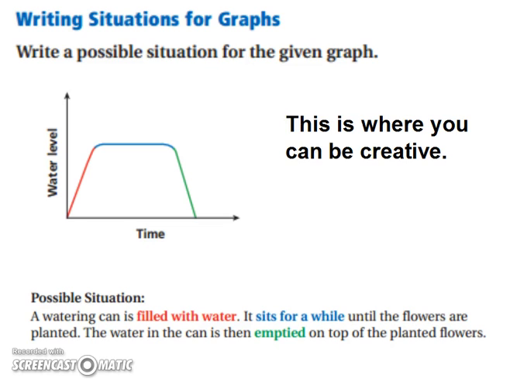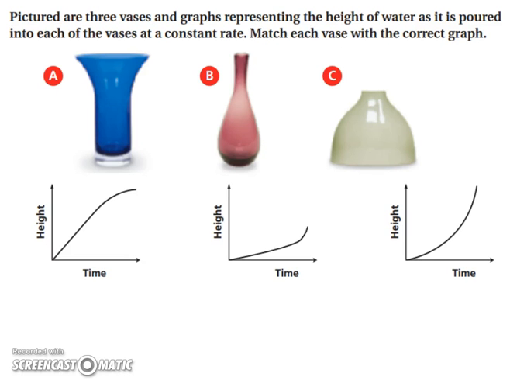Let's look at a challenge. Pictured are 3 vases and graphs representing the height of water as it is poured into each of the vases at a constant rate. Match each vase with the correct graph. See if you can do this. The answer will be revealed in a bit. Alright, so these are our answers.